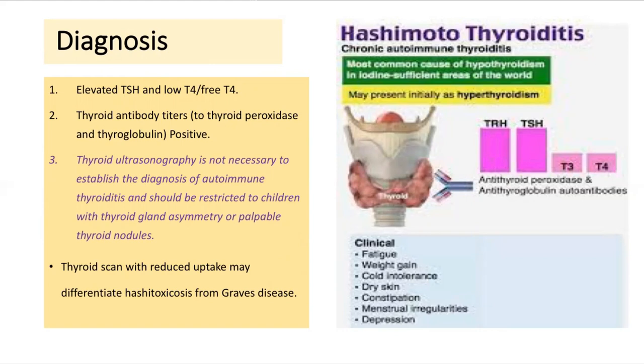في حالات عايزين نفرق ما بين الهاشيتوكسيكوزز والجريفز ديزيز ممكن نعمل ثايرويد سكان بيبين لنا reduced uptake. ف دي صورة بتبين إن ال TSH عالي وال T3 وال T4 واطيين وبيبقى فيه anti thyroid peroxidase و anti thyroglobulin antibodies.